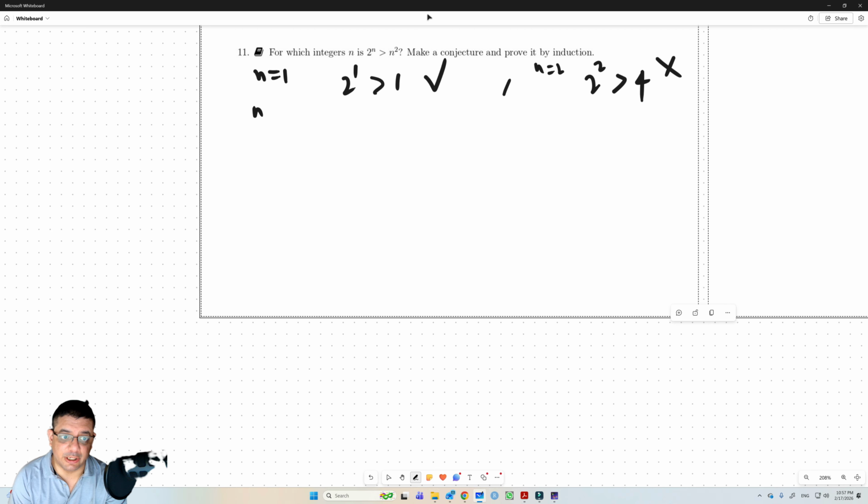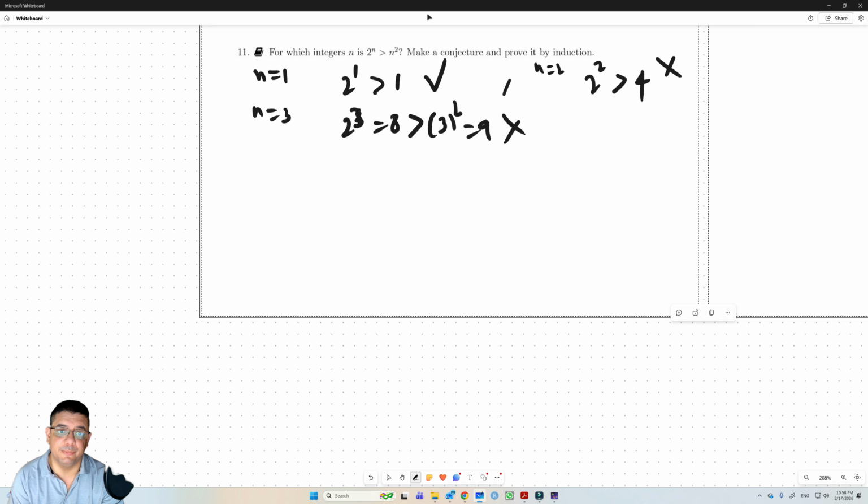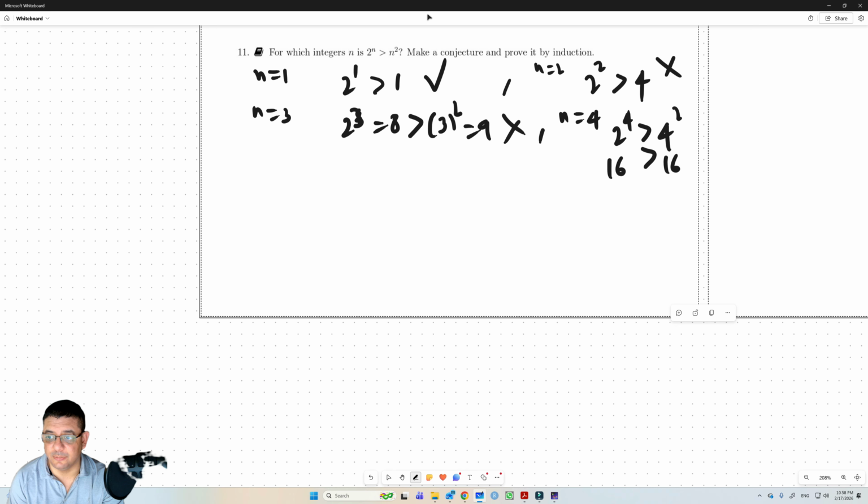So for n equals 3, 2 to the 3 is 8. But now, this is saying that 8 should be bigger than 3 squared. That's not going to happen, because this is 9. So this is not going to work. Notice that it's not working so far. Let's do n equals 4. Well, at this point, we have 2 to the 4 bigger than 4 squared. 2 to the 4 is 16, and 4 squared is actually 16 too. So we don't have it. A number is not bigger than itself, so it's not going to work.